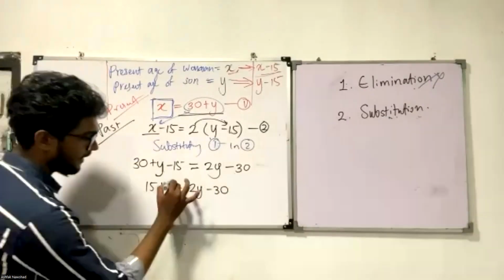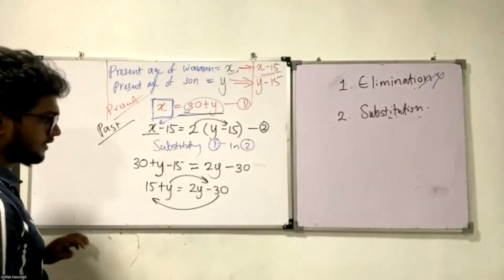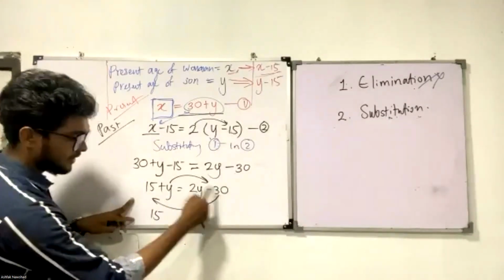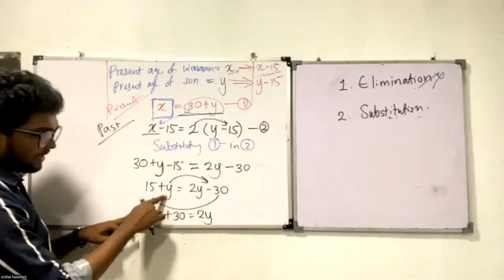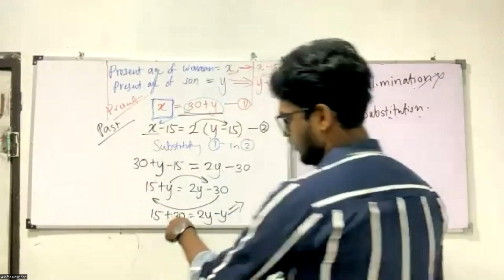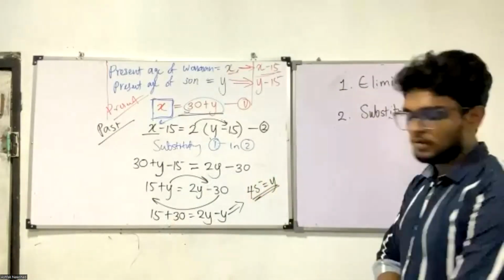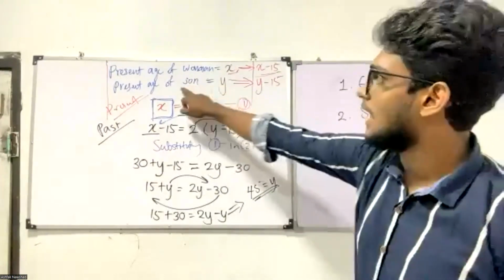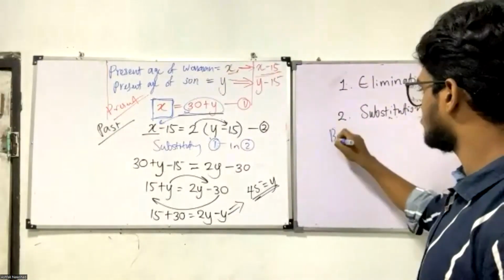So I'm going to isolate the y. I'll take this y here and the 30 to this side at once. So what happens? 15 is still here. The minus 30 becomes plus 30. Here it's 2y and the plus y goes there and becomes minus y. So we are left with 45 equals y. So y is 45, which means the son's age is 45. And see the value of x. I'm going to substitute.